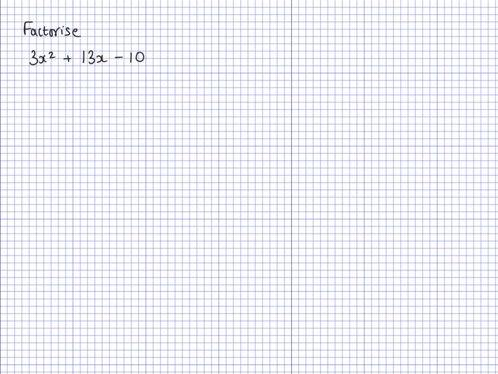So what we have is 3x squared plus 13x take away 10. Now, the method works like this. You first do the coefficient of x squared, which is 3, multiplied by the constant term, which is negative 10. Okay, so 3 times negative 10. And what I like to do is write it on the side. So 3 times negative 10, that gives me negative 30.